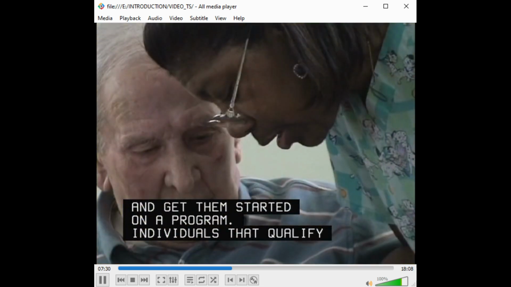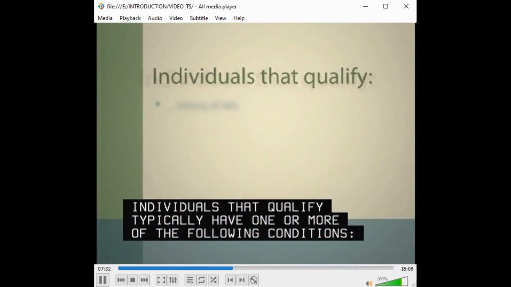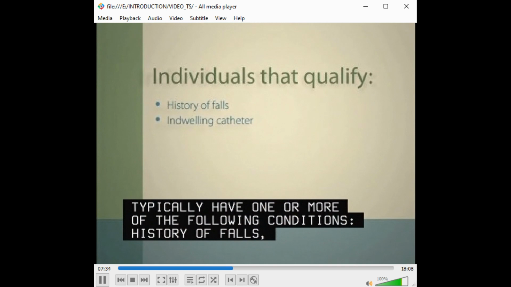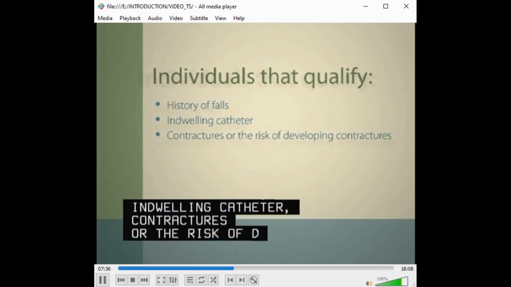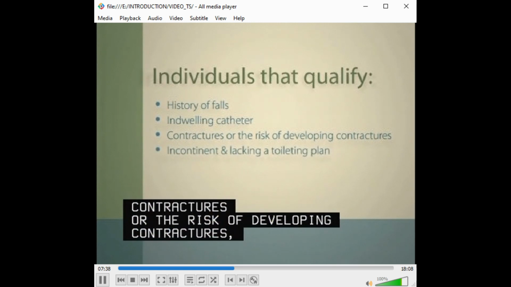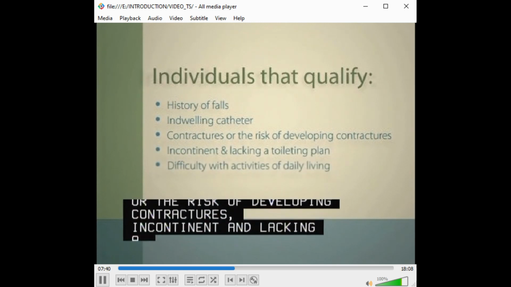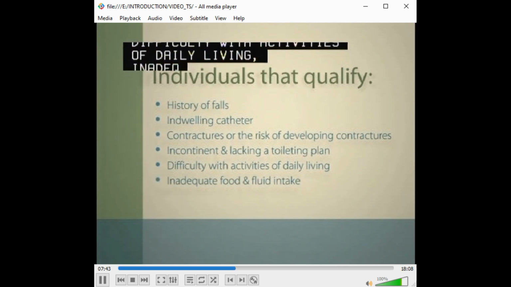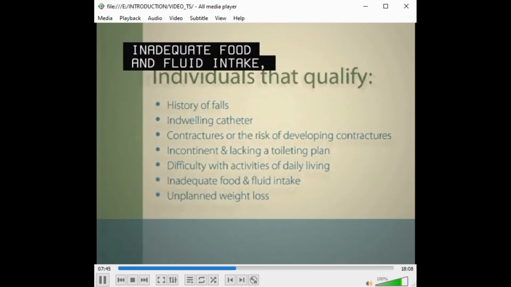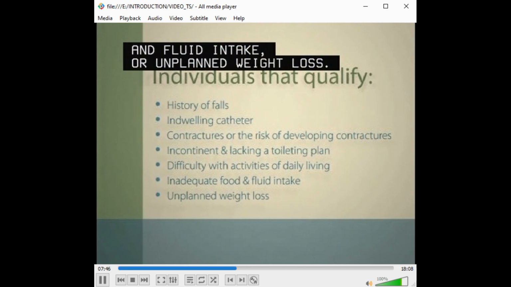Individuals that qualify typically have one or more of the following conditions: history of falls, indwelling catheter, contractures or the risk of developing contractures, incontinent and lacking a toileting plan, difficulty with activities of daily living, inadequate food and fluid intake, or unplanned weight loss.